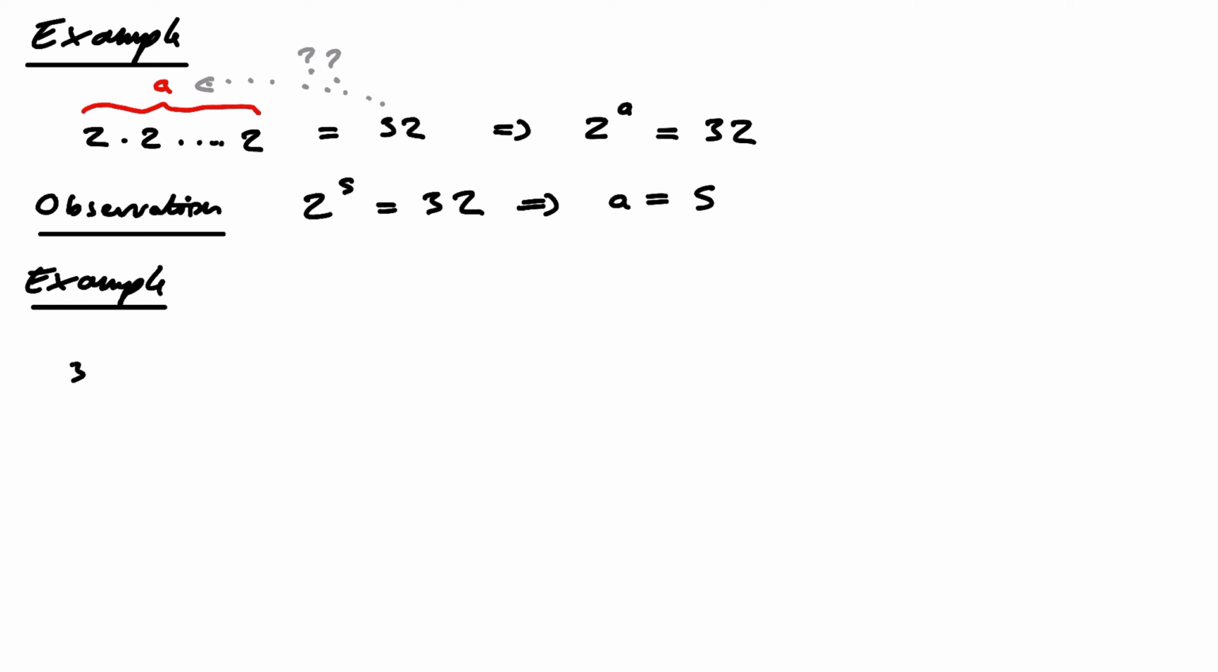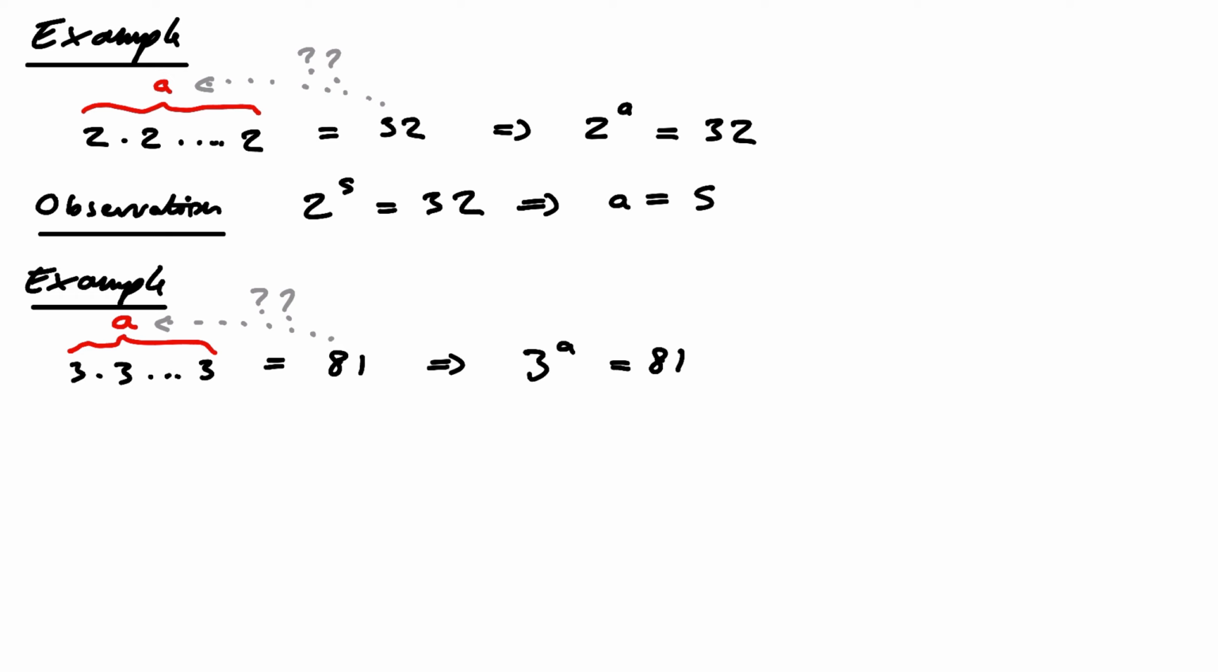So let's do 3 times itself a bunch of times. Let's do the same deal. Let's label this as a. And let's say this is equal to, I don't know, 81. So what we're trying to do is the reverse process of exponentiation. We're trying to work out what a would do the job. Same story. So if this happened, we would have 3 to the power a is equal to 81. Does that look like anything we've seen before?